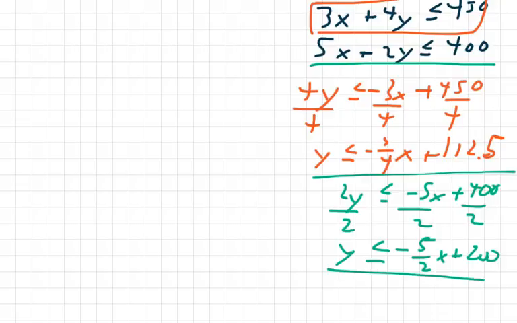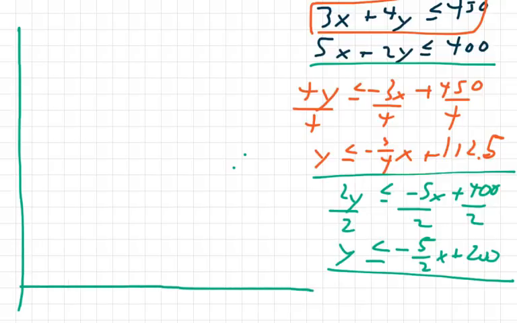So there are my two inequalities. So there's what I'm going to start with. So I'm going to do my green one first. So we're going to make these each 20, 40, 60, 80, 100, 120, 140, 160, 180, 200.